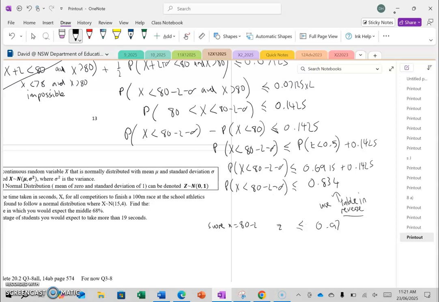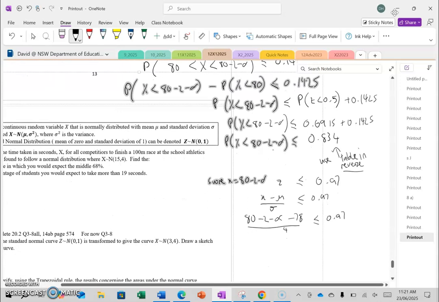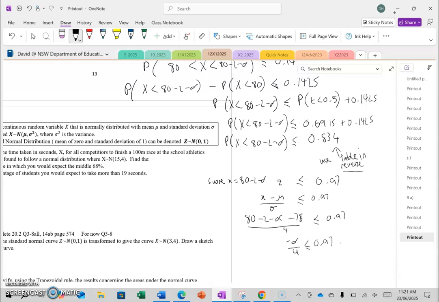So we've got a score. My x score is going to be 80 minus 2 minus alpha, and we want the z-score to be less than 0.97, so substitute in to the z-score formula x minus mu over sigma. So that's going to be 80 minus 2 minus alpha. The mean was 78. Standard deviation was 4. Okay, collect like terms, 78 minus 78 goes away. Okay, timesing by -4. We're timesing by negative, so flip. And you get that alpha must be greater than or equal to -3.88.